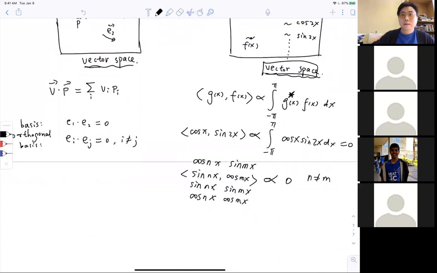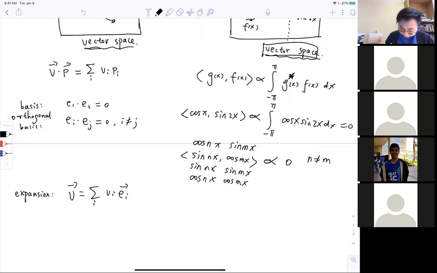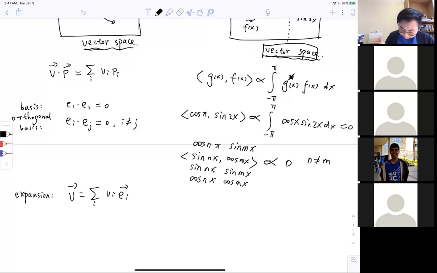And then we know for a general vector, we can write this vector in the basis we choose, right? Something like that. So this is just V1 E1 plus V2 E2 plus dot dot.